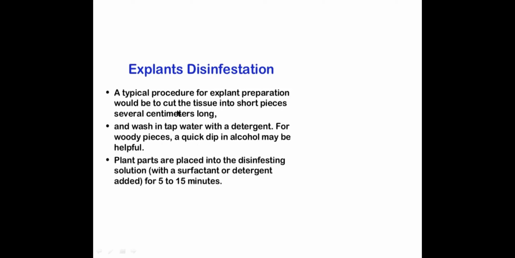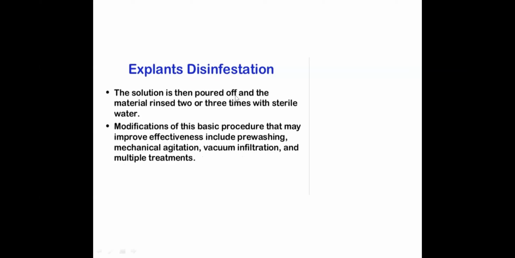The tissues have to be cut into short pieces and then washed in tap water with detergent. For every kind of explant, you have a separate method of disinfestation that you have to follow. You keep it for 5 to 15 minutes. When the tissue is very soft, you keep it only for a shorter period. If the tissue is very hard, you can increase the time. Everything depends on what kind of explant you use. The solution is then poured off and the material rinsed. You have to rinse it many times with sterile water. That is also important. So in this case, you have to modify the procedure.